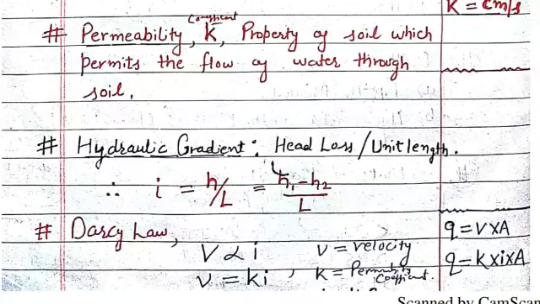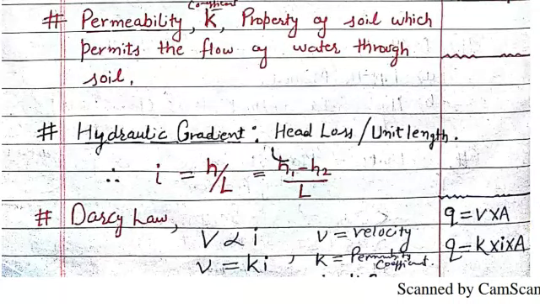Next one, Darcy's law. Darcy's law states that velocity of flow is directly proportional to hydraulic gradient, and v equals K into i, where K is the permeability coefficient. And discharge, in terms of Darcy's law, Q equals K into i into A, where Q is discharge, K is the coefficient of permeability, i stands for hydraulic gradient, and A is area.